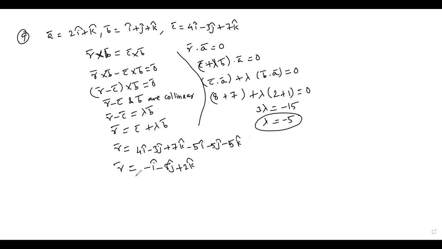But finally, what they're asking, R bar dot B bar. Do dot product between R bar and B bar. Here i coefficient is minus 1, B bar i coefficient is plus 1. Minus 1 into plus 1 is minus 1. Here minus 8 into 1, that is minus 8. 2 into 1, that is 2. Minus 9 plus 2, that is minus 7. Minus 7 means which option is correct? Option B is the correct one.